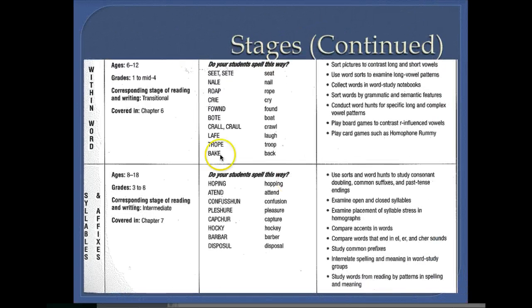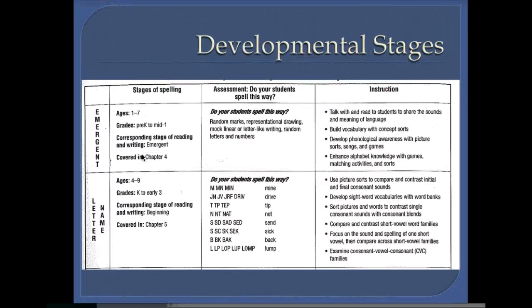Okay, so again, within word, and then we have the syllable affixes. Let me go back over here so you can see the differences. Here, the word is mine, so you would have just an M. Here they have just the initial and final consonant, and then here they have the I, but do not recognize that there needs to be an E to make it long. So initial and final, and then a vowel in between.